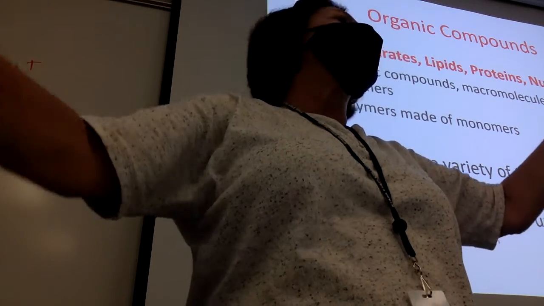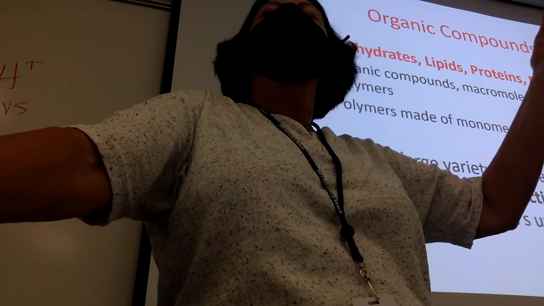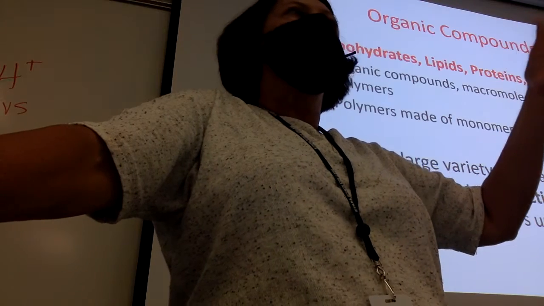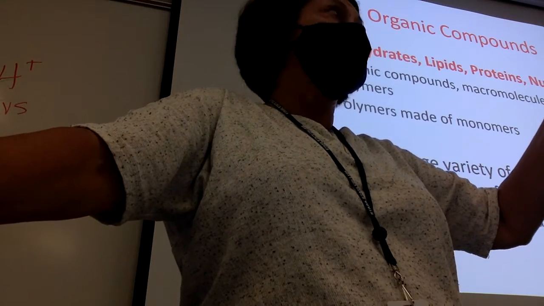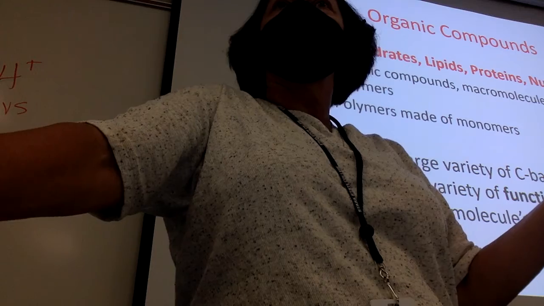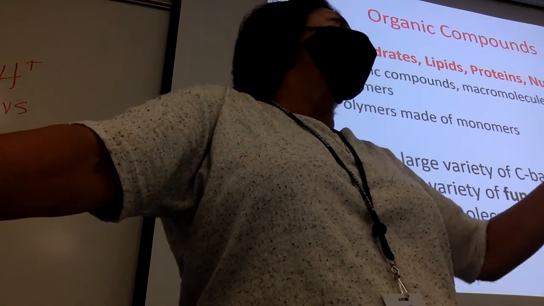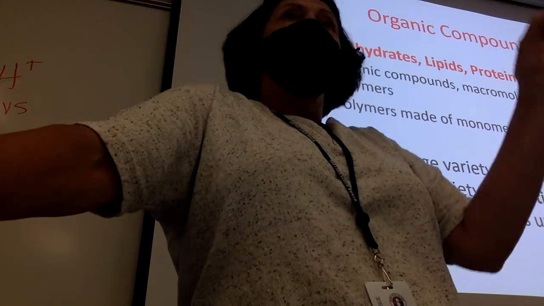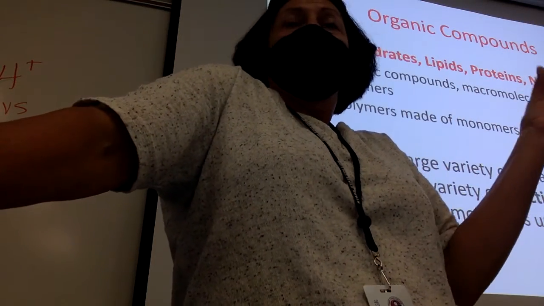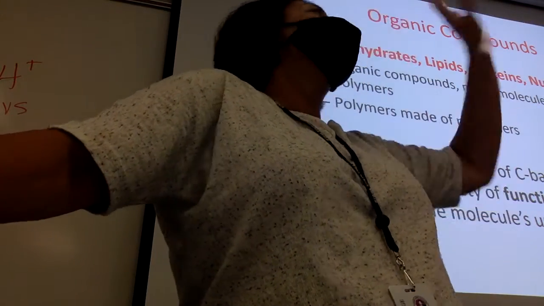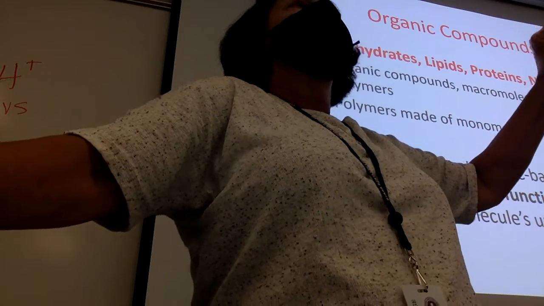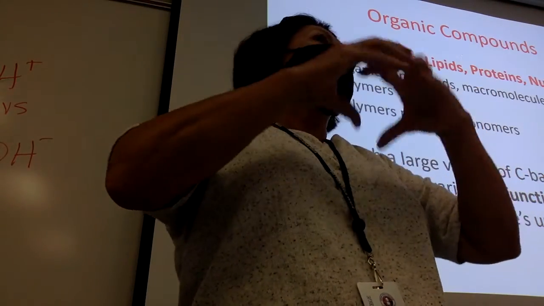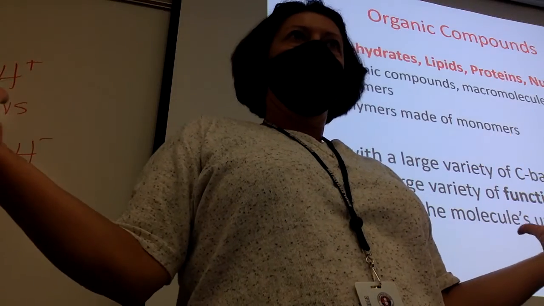So for instance, probably the easiest one, do you guys know what makes up proteins? Amino acids. Proteins are made of amino acids. And you hook tons of amino acids together to make protein. So the monomers that make a protein are called amino acids. They're just little units. All of these have small units that we hook together to make the big molecule.